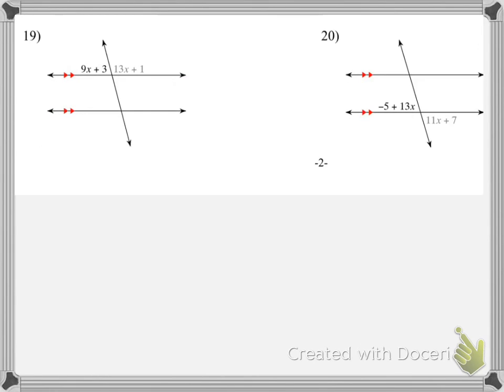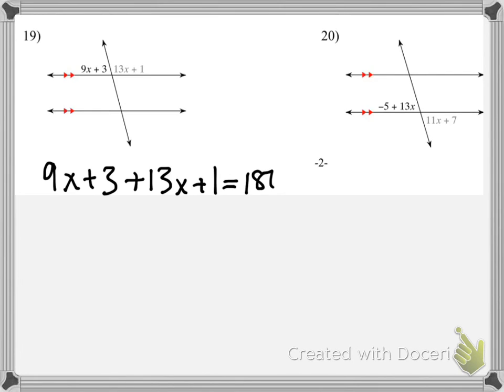All right, and same thing for number 19 and 20, okay? So I'm going to go ahead and identify the kind of angles they are. So here for number 19, we have a linear pair, and remember, linear pairs are supplementary, so we're going to add them and set them equal to 180 degrees. So we have 9x plus 3 plus 13x plus 1, and that's equal to 180. Combine like terms, solve for x, and then plug it back in. The angle you're going to plug it into is the 9x plus 3, since that's the one that's in bold.